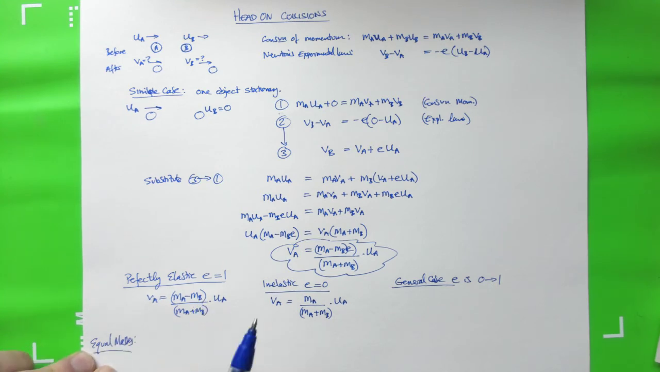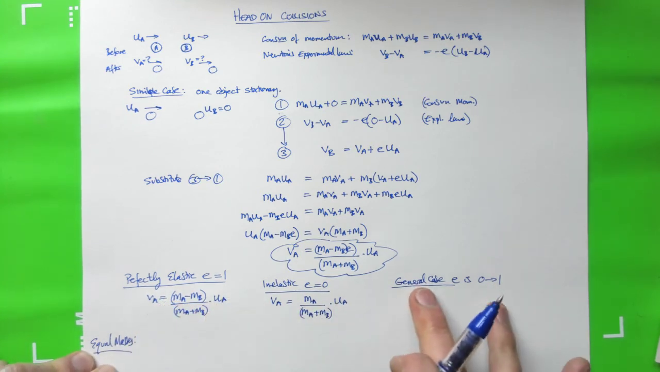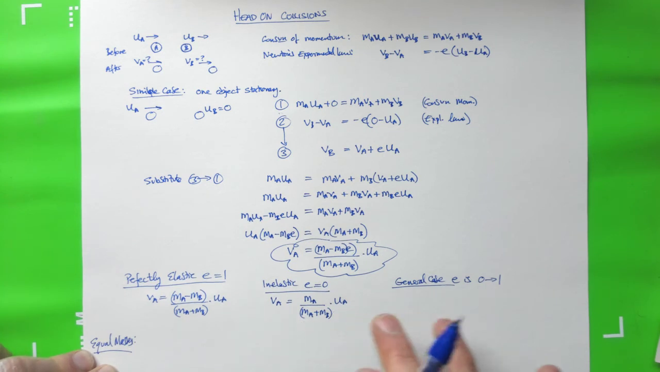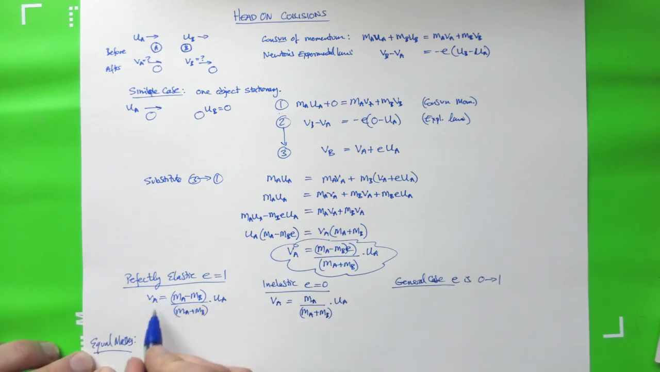So let's look at equal masses in each of these 3 groups of solutions: the perfectly elastic case, the perfectly inelastic case, and then the general case. So let's take our equation here. What happens if MA equals MB? Well, now MA minus MB is just 0. And on the bottom we have 1 plus 1. And this is all times UA, which means that our final answer then is 0. Which is kind of interesting, isn't it?